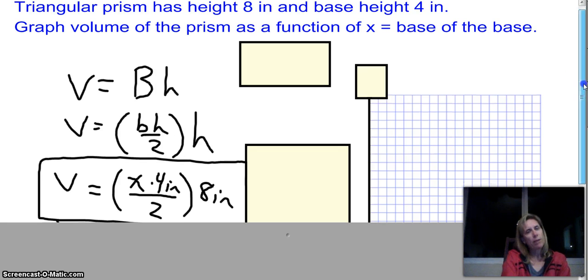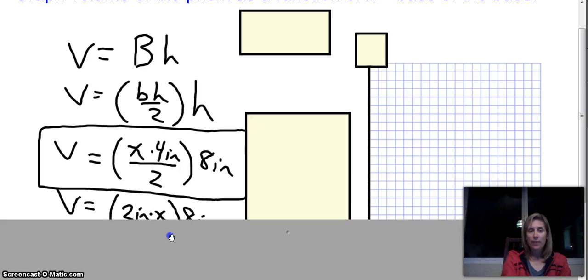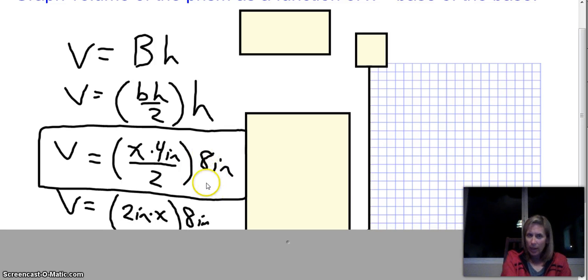And so now, can we simplify this equation further? We can. There's 4x up here. X times 4 is the same as 4 times x. Can we divide 4x by 2? We can. So we have 2x, and out here we have 8 inches, right? So we could multiply 2 times x times 8.